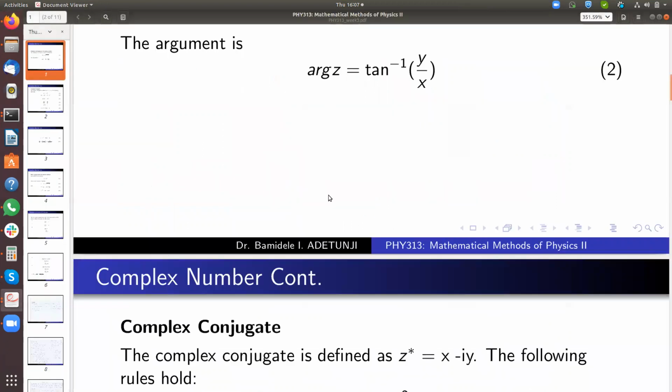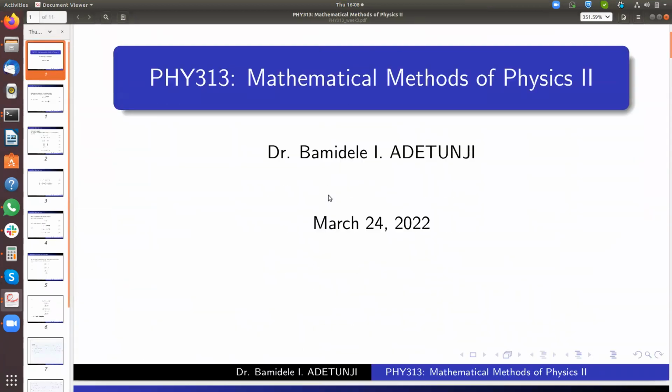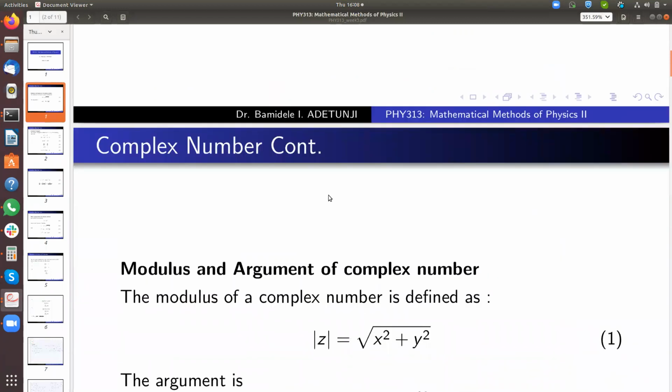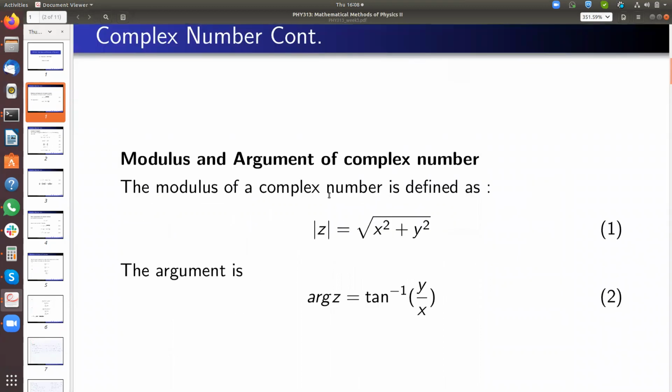At the end of the class today, I will send you this lecture note, which we are going to use for today's class. So last week, we established the concept of complex number. This week, we go ahead to look at another area of complex number, which has to do with the modulus and argument of complex number.